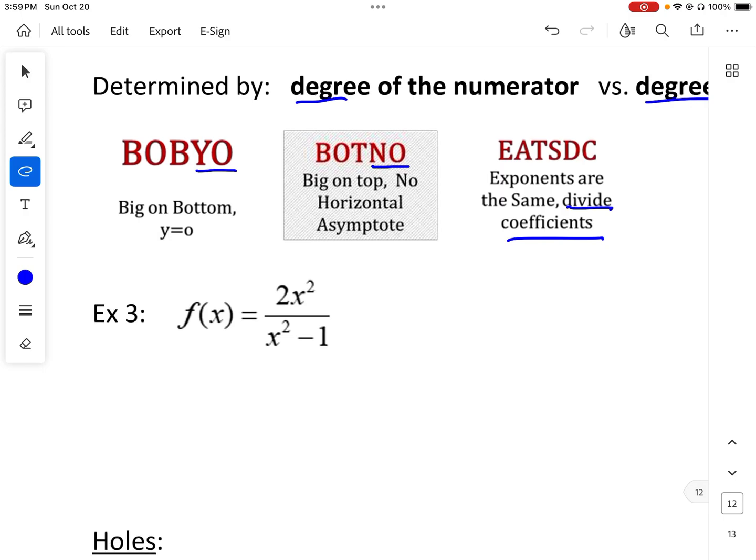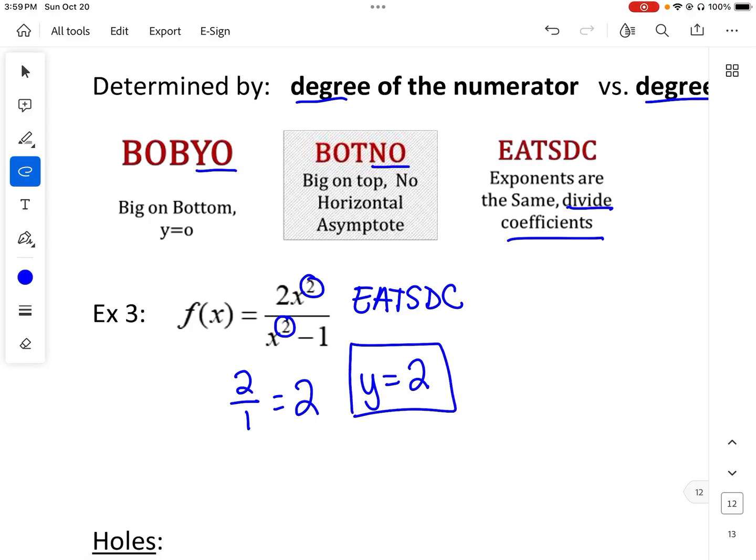Okay, so let's look at the horizontal asymptote here. So the degree here is 2 and 2. So the exponents are the same, divide coefficients. So it's going to be 2 over 1, which is just 2. So we write horizontal asymptotes as y equals that number. So y equals 2 is our horizontal asymptote.